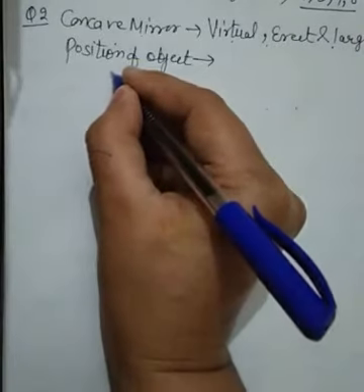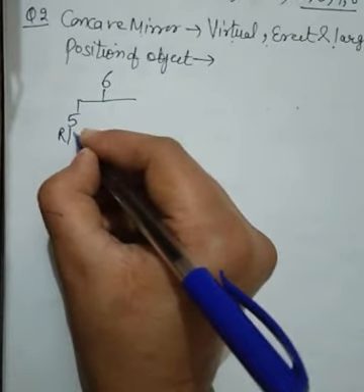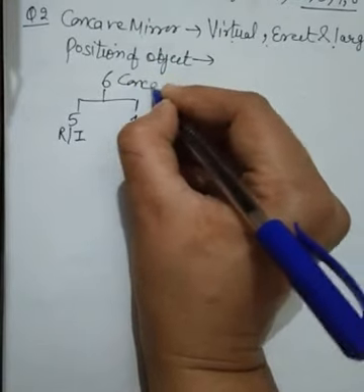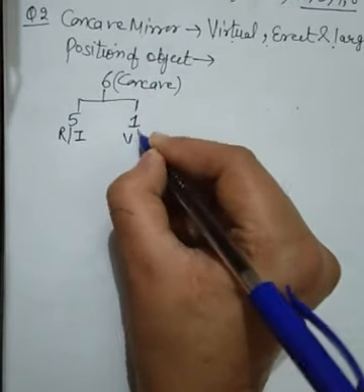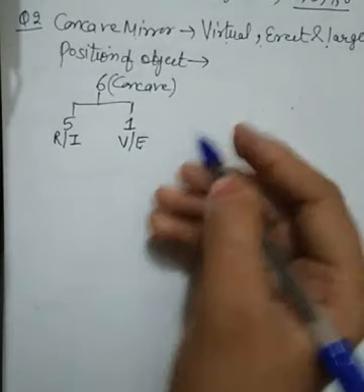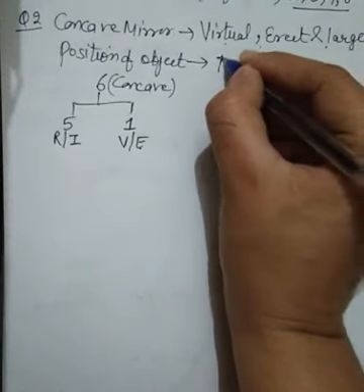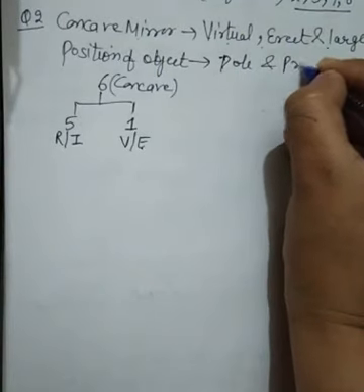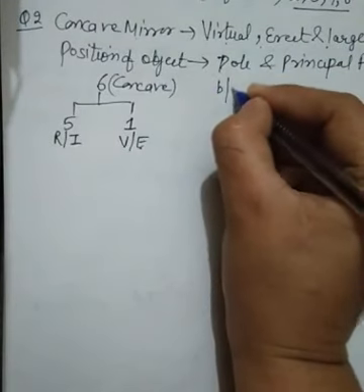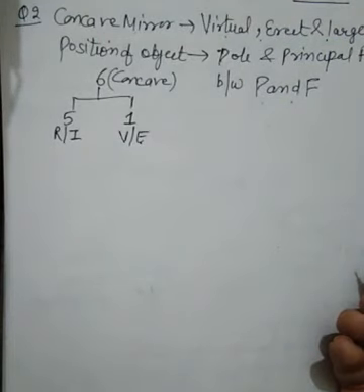image. Out of 6 positions, 5 positions produce real and inverted images. But there is one position where a concave mirror can produce a virtual and erect image. That image is formed when the object is positioned between pole and principal focus. So you may write it as between P and F, pole and principal focus.